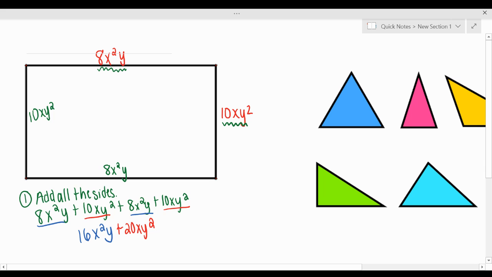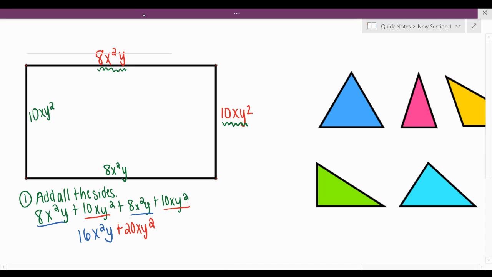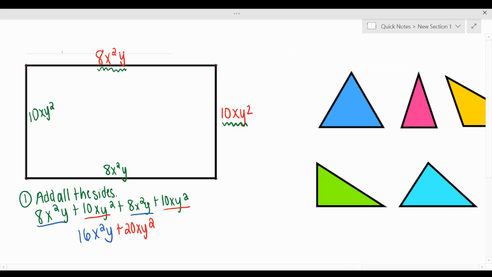Now, something else that we need to discuss is the formula. The formula for the perimeter of a rectangle is equal to 2L plus 2W. So the perimeter is equal to 2L plus 2W. L stands for the length, W stands for the width, okay?